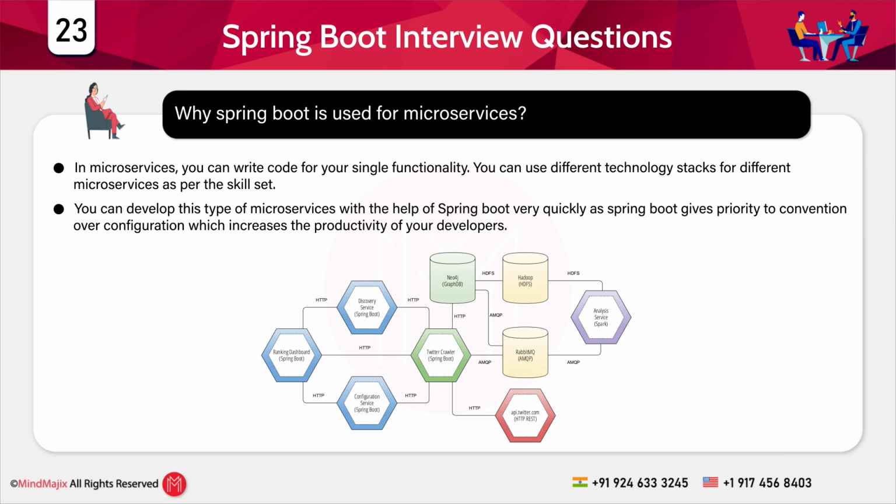REST APIs and RESTful services are different, and microservices are something different. In microservices, you can write code for your single functionality. There you can use different technology stacks for different microservices as per the skill set. I mean to say you can develop this type of microservices with the help of Spring Boot very quickly, as Spring Boot gives priority to convention over configuration, which increases the productivity of your developers. Most people are using Spring Boot to implement microservices because we can create microservices as early as possible, quite quickly.